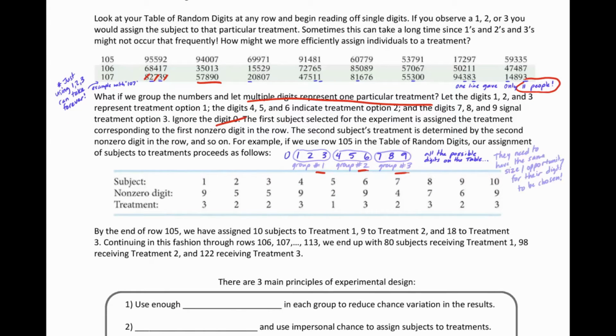Now, if you're being fair, you probably want a proportional or an even chance for people to get placed in any of the 3 treatments. That's why we have an equal amount of numbers in each group. Let's go through the process of what they actually did to assign people.